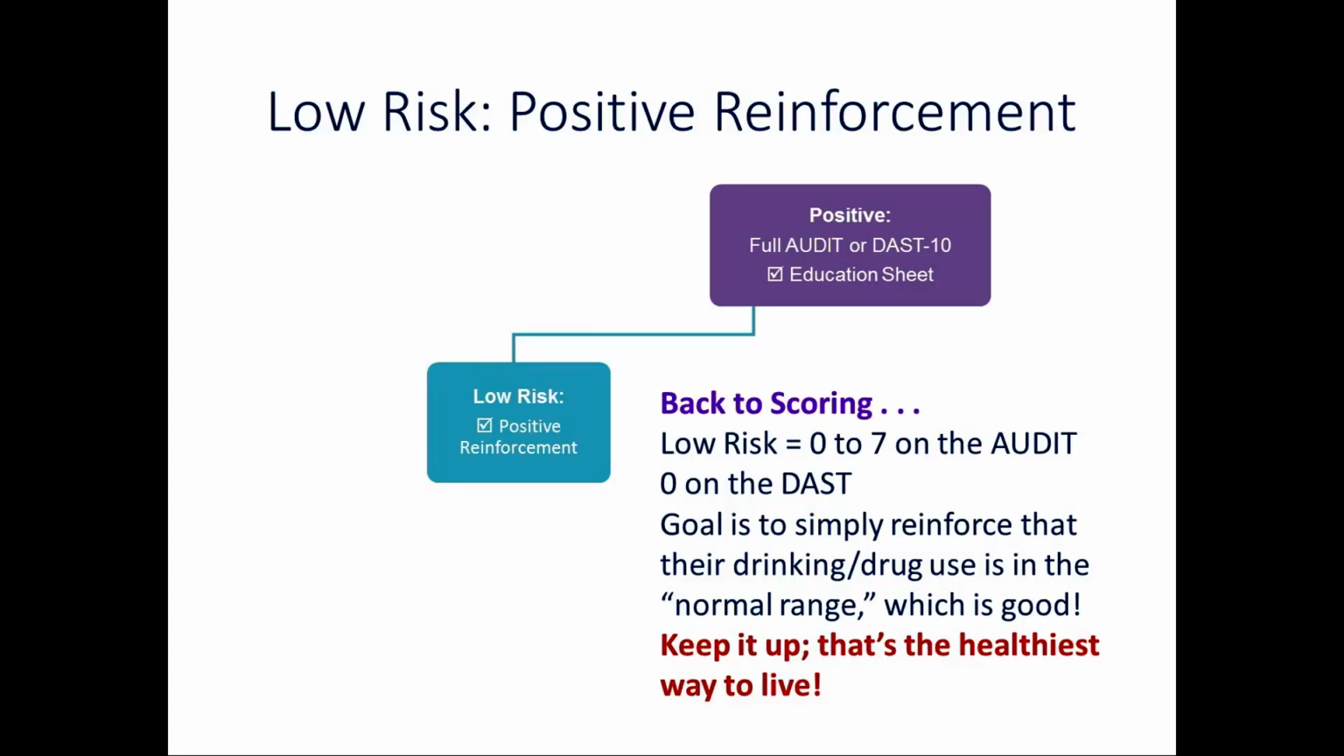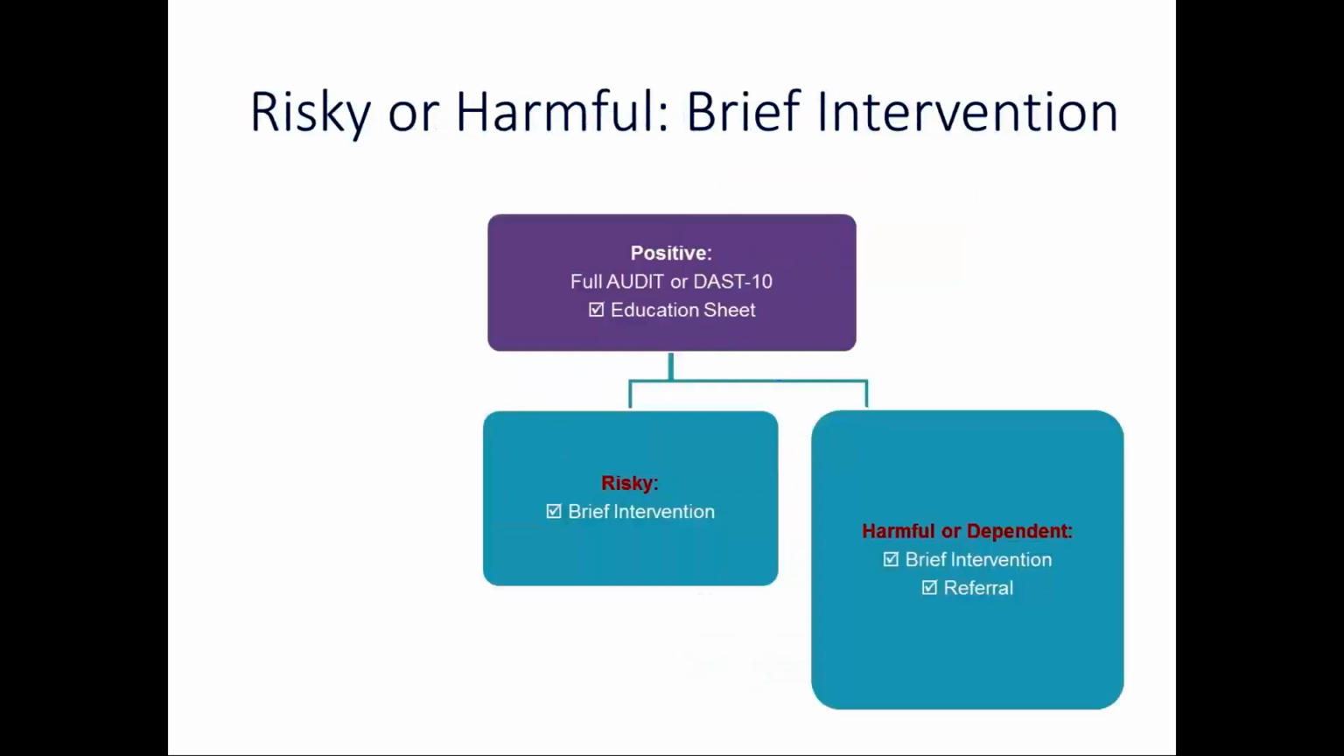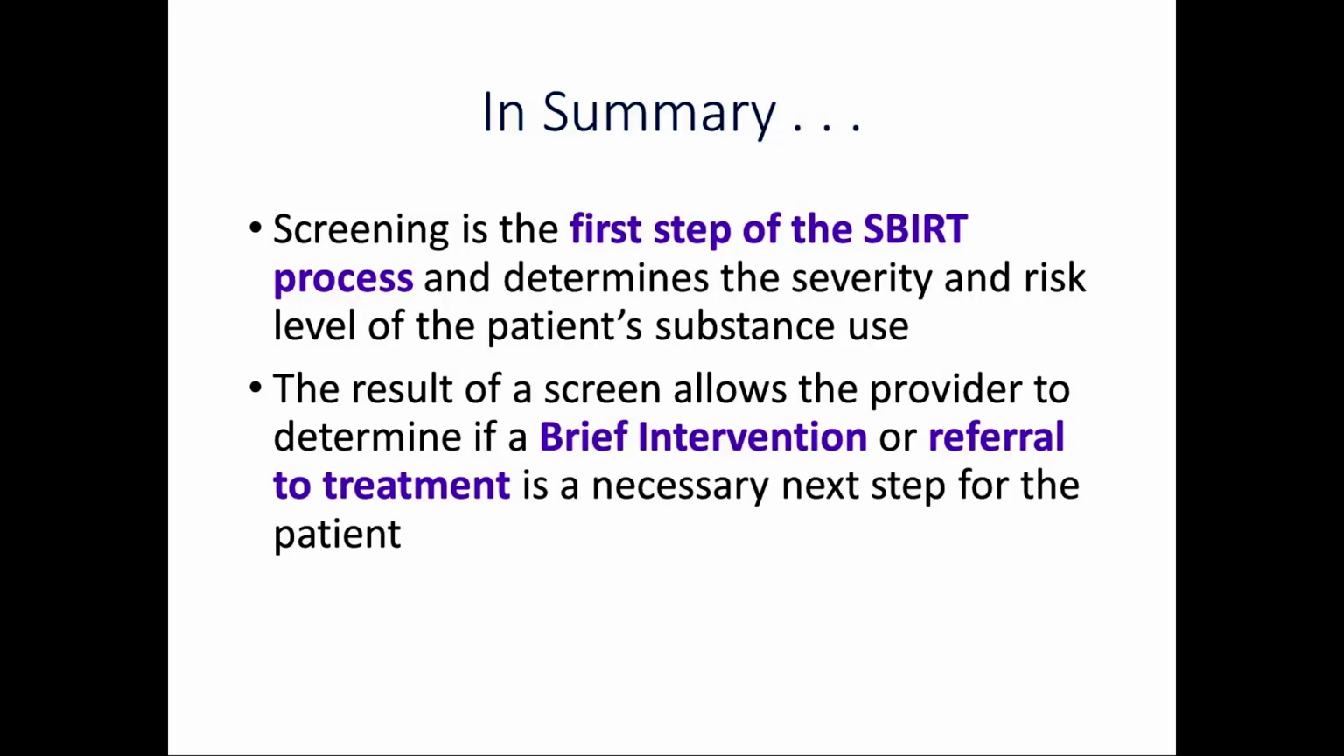Going back to scores on the AUDIT and DAST, those that are in the low-risk range should be given positive reinforcement. Individuals whose scores are in the risky or harmful range should be provided a brief intervention, which we will talk about in Part 2. And ones that are harmful may also need to be referred to a specialist for treatment. So the two-step screening process is really the basis for what happens next, including the need for a brief intervention or referral to treatment. In Part 2, we'll consider what the brief intervention is and how it works. But first, let's stop and practice using the AUDIT and DAST.